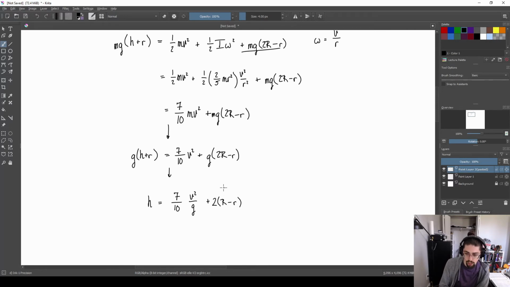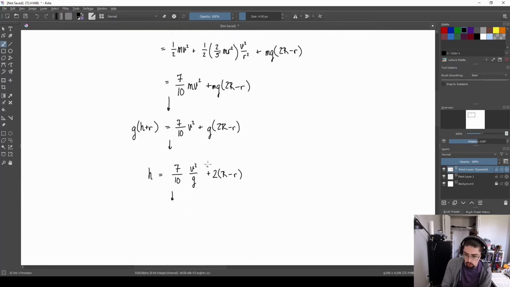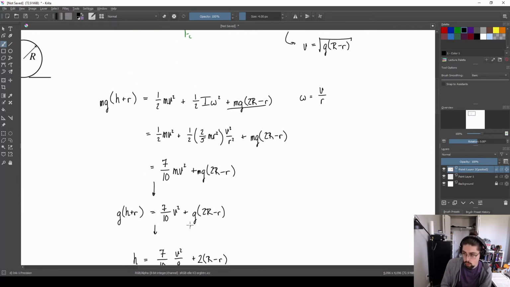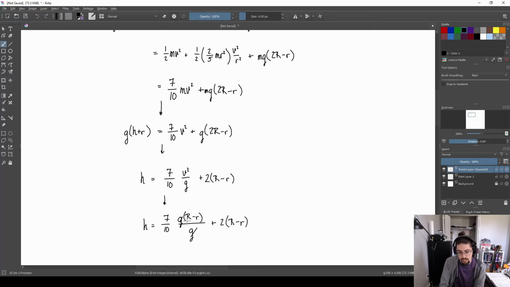All right, we're almost there. We're getting close at this point. Now what I'm going to do is plug in for V squared. I know V squared is equal to g(R minus r) divided by g. The g's will cancel out, plus 2 times (R minus r). So the g's are going to cancel out. Then I've got 7/10 (R minus r) plus 2, or 20/10 (R minus r).